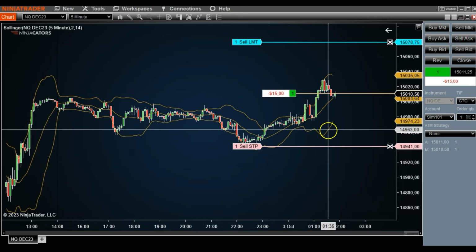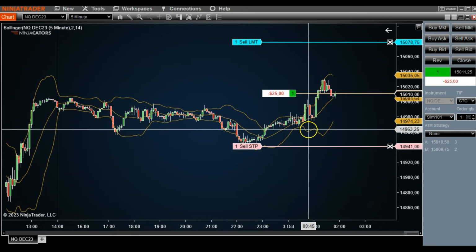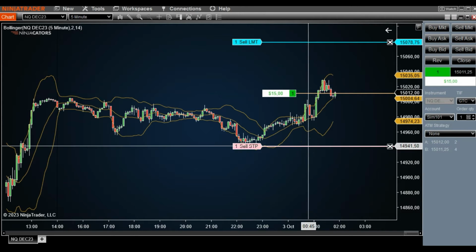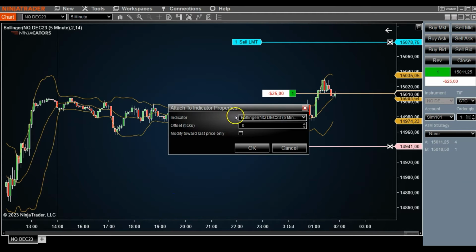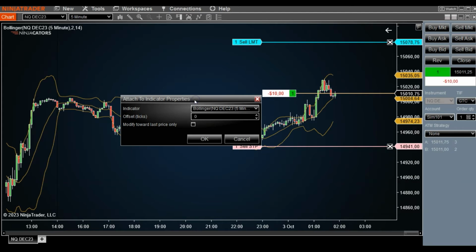Now, if you want to attach these orders to the actual indicator, all you do is go to the individual orders, let's say in this case the stop loss, you right click on it, get this little arrow to the side and head on over to attach to indicator and to properties. What happens next is this little window pops over here, and now since we think the market's going to move upwards, we could, for example, say we want to attach our stop loss, because we selected that stop loss first, to the lower band of this indicator, in this case the Bollinger Band.